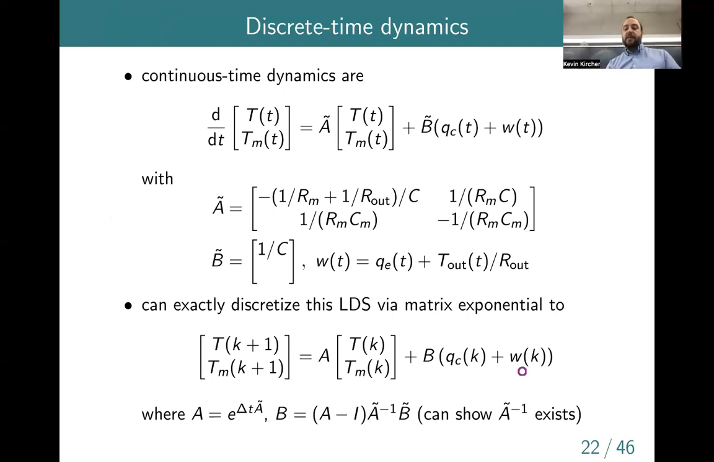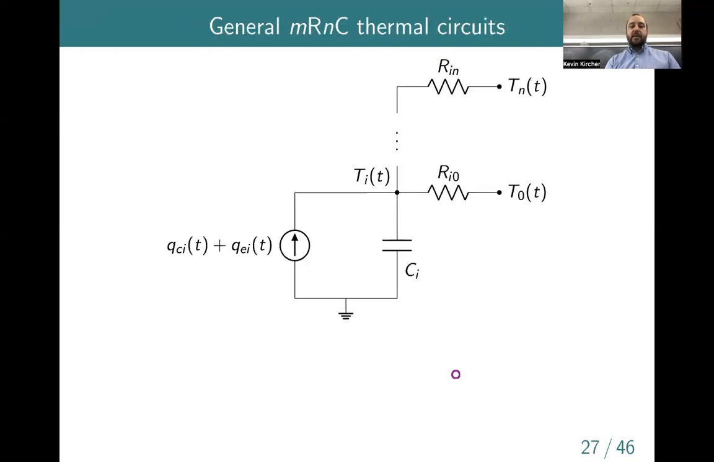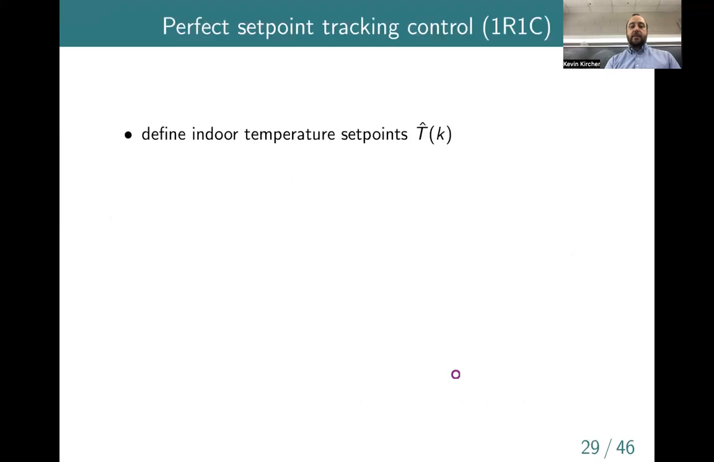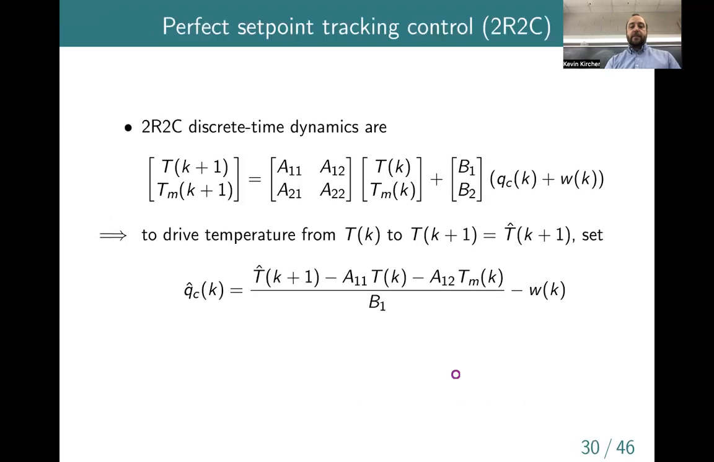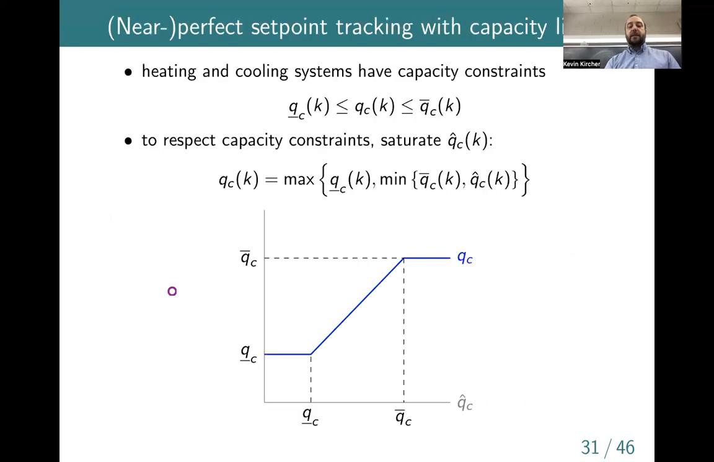And when I'm simulating this, the W is fully specified. It's like just weather data and stuff, mm-hmm. But the QC is not. And so I'm calculating that QC by basically backing out what I would need in order to perfectly track the set point. And I did that using this equation. Makes sense. And then I saturated it using this equation here.